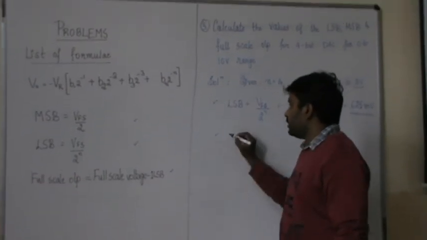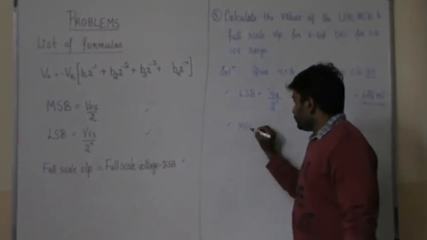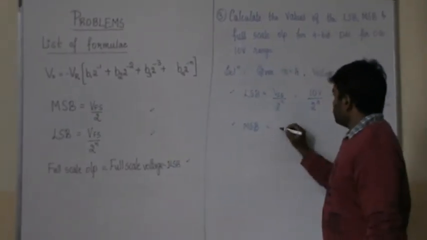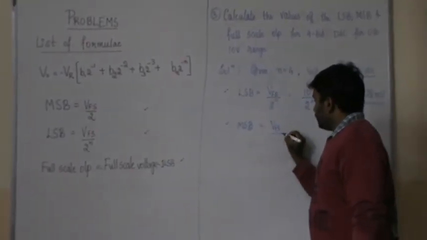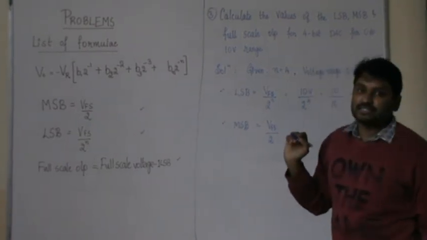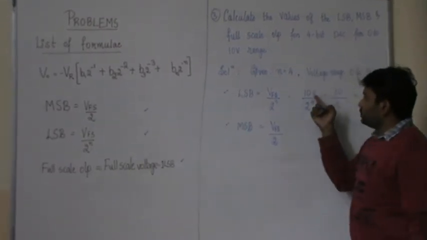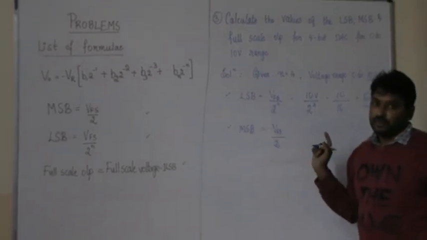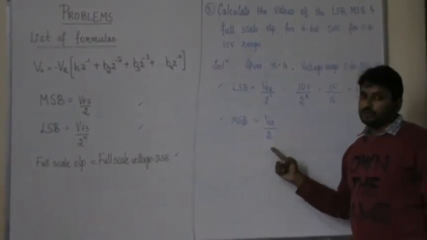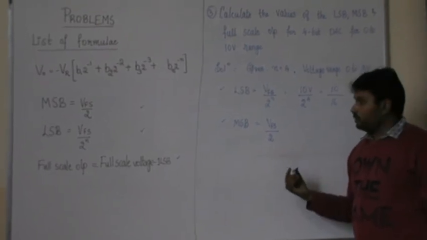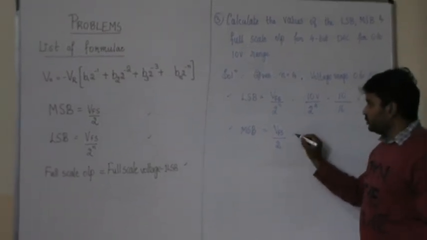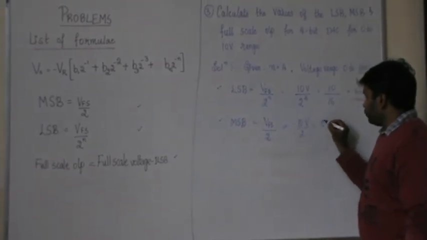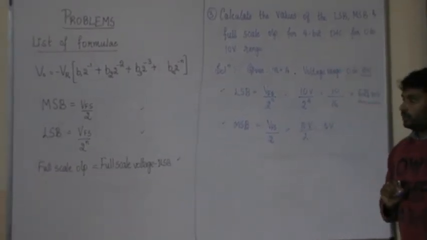Coming to the second part, MSB. MSB is equal to what? It is very simple, VFS by 2. Don't write the answer directly. Since it is 10 volts, 10 by 2 is 5, but you cannot write MSB is equal to 5 volts directly. Very important: first write down the formula, even if it is a very simple problem. You have to write the formula and then substitute: 10 volts divided by 2, that is equal to 5 volts. So this is all about MSB.